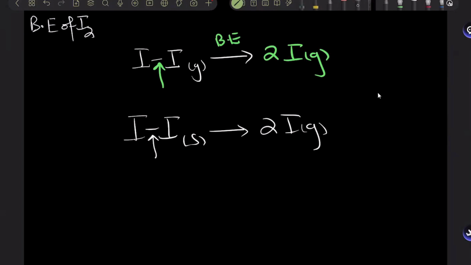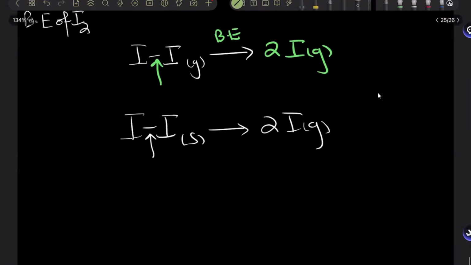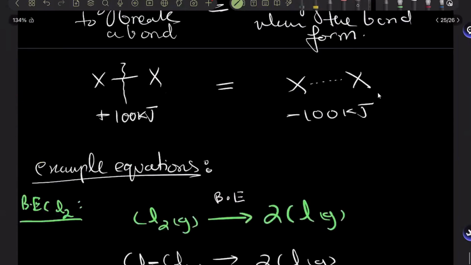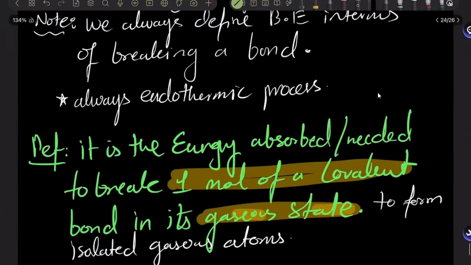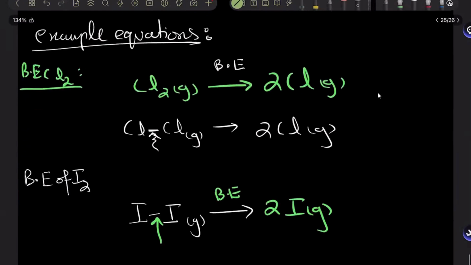If it's already single, it's the I2, right? It's I2, and it's broken down to I. So yeah, this is not bond energy. Why? Because this covalent bond over here is in its solid state. And how did you define bond energy? It was the energy absorbed and needed to break 1 mole of a covalent bond in its gaseous state. So this is not bond energy.